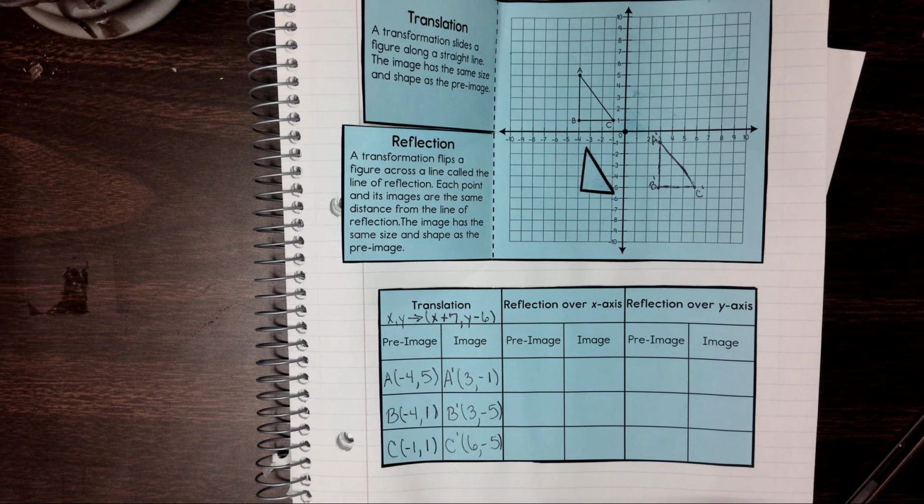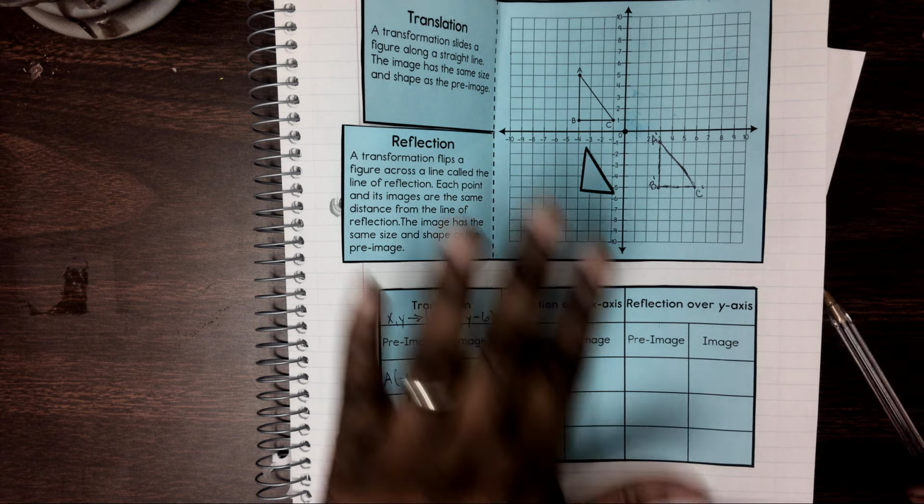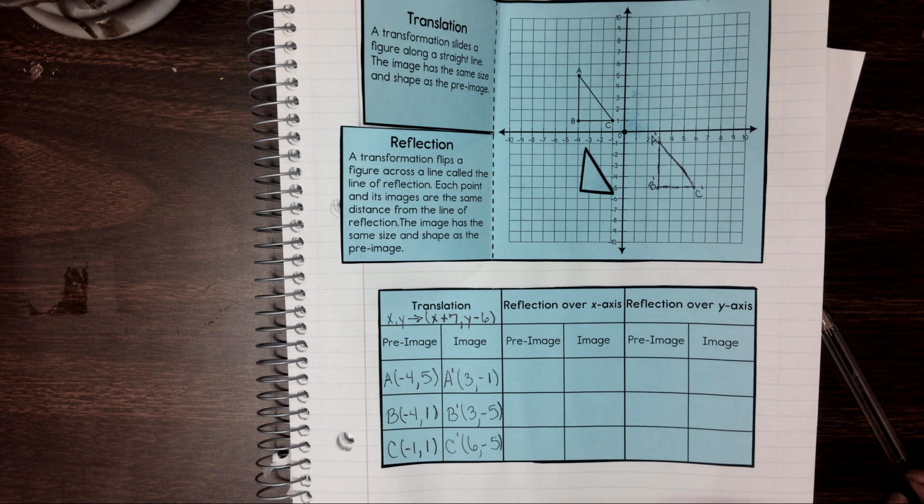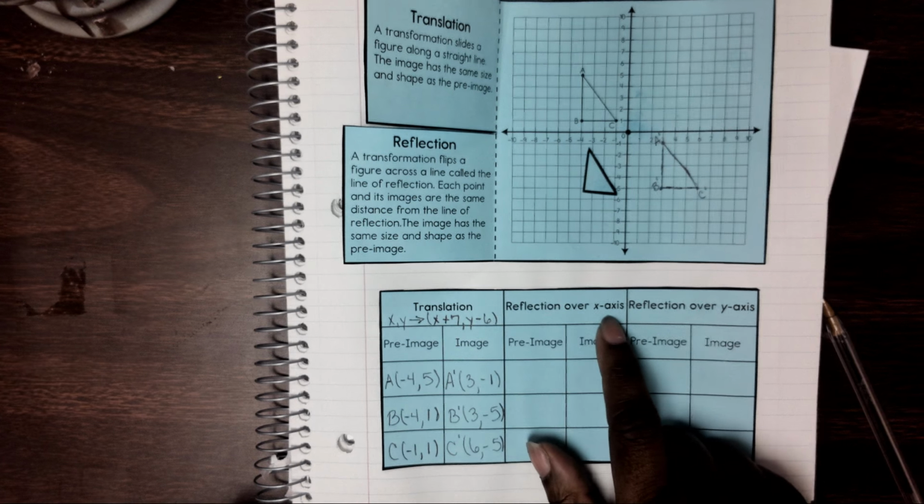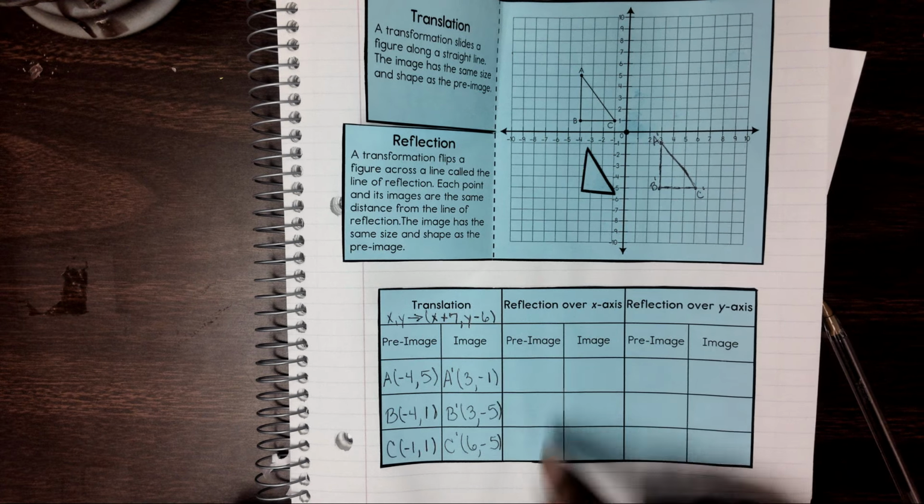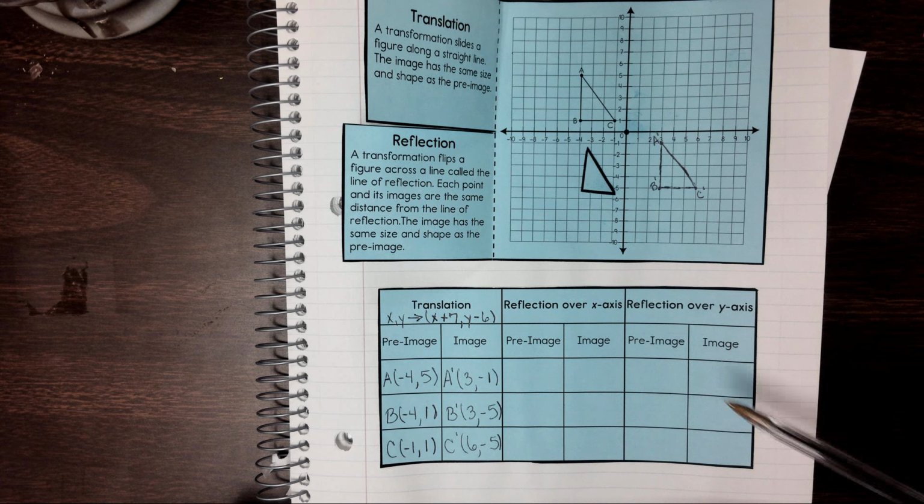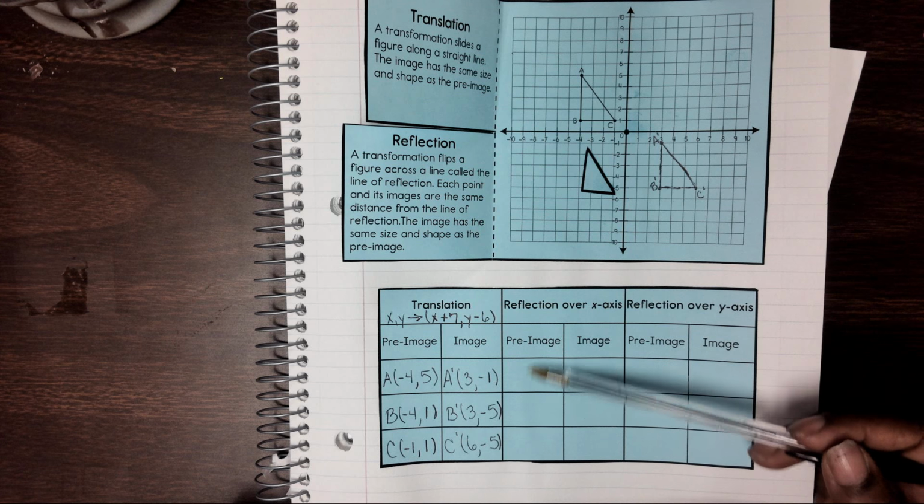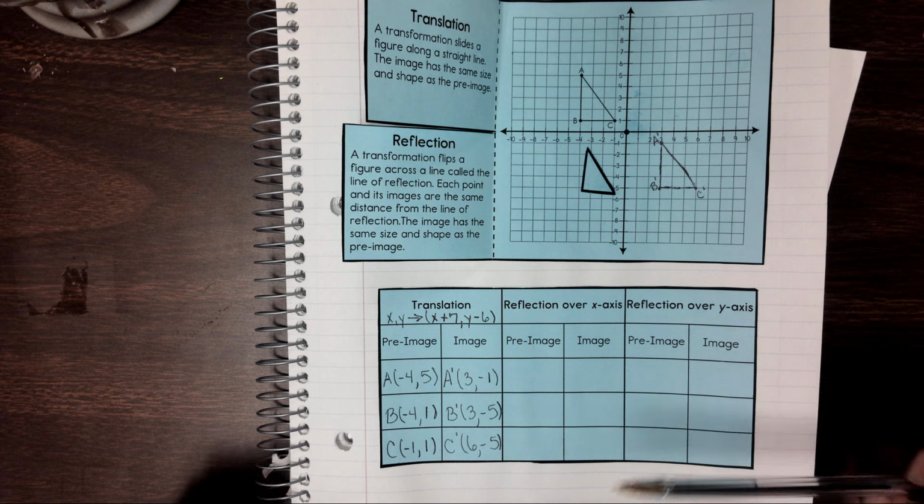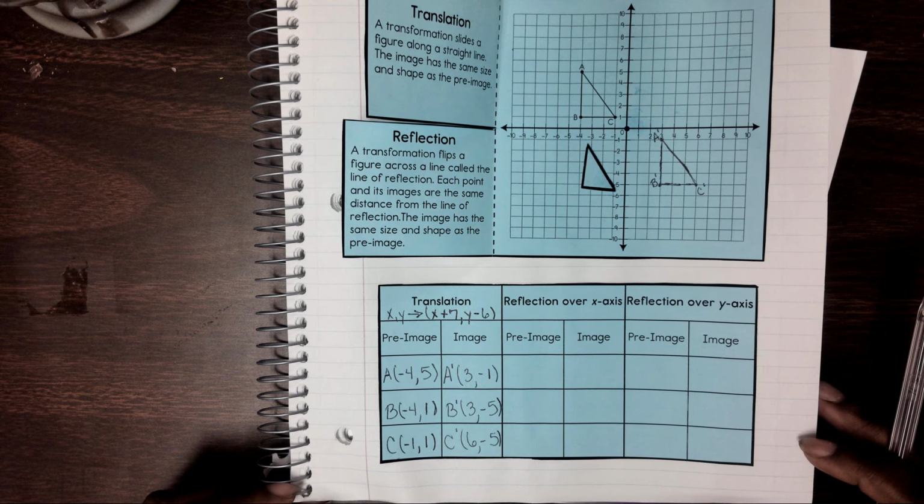All right, you guys, so we've taken care of our translation, so now we're going into our reflection. And with a reflection, it is a flip, and it can be flipped across both the x and the y axis. So first thing first, we'll reflect over the x-axis so that we can take care of our table. I will go ahead and take care of my table with filling in the information for point A.